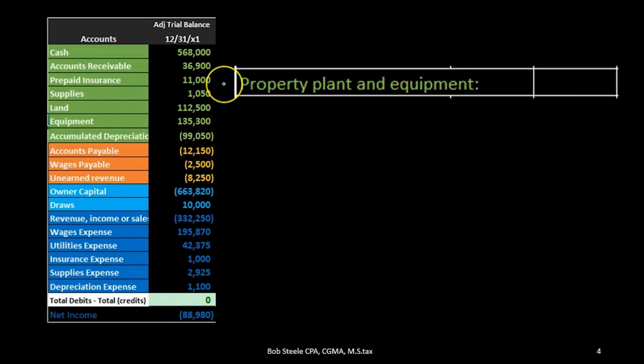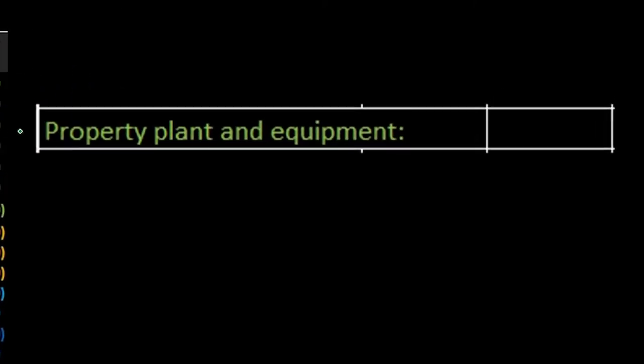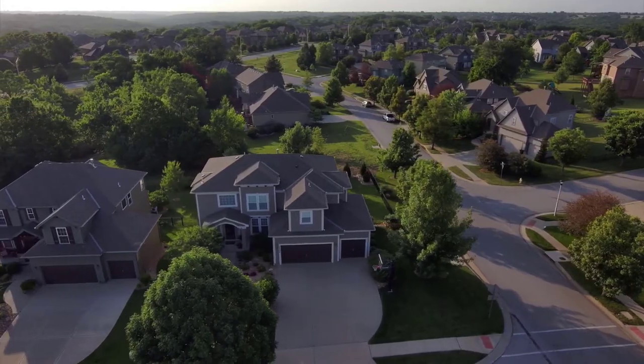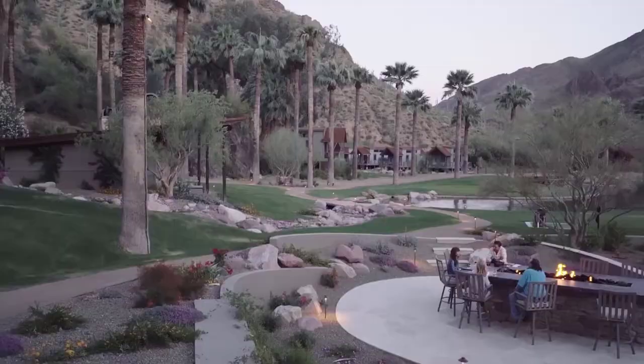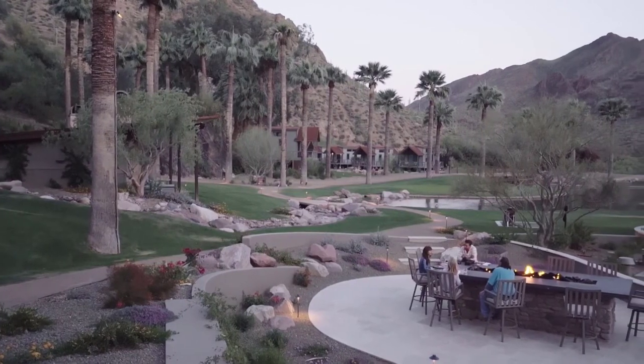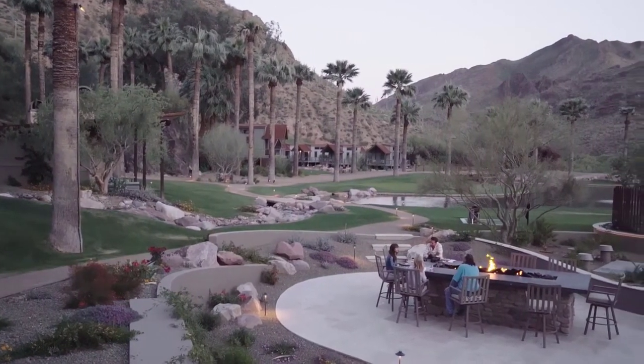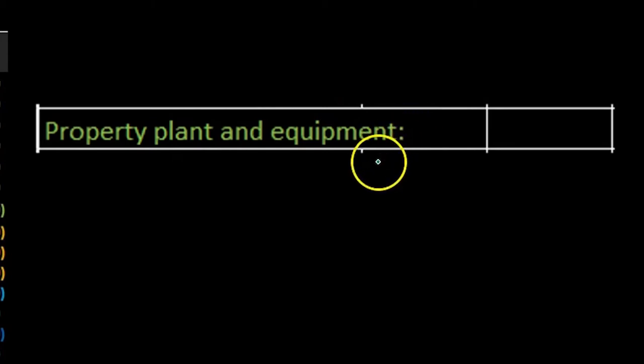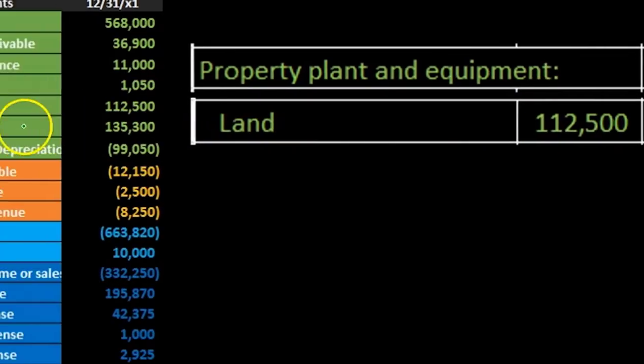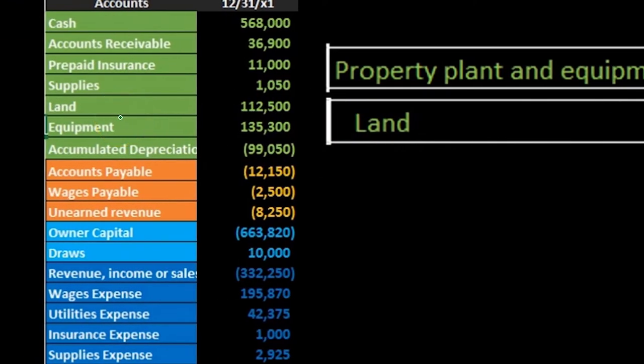So we're going to start off with the subcategory. Remember that it's going to be part of the assets. We're going into the subcategory of property, plant, and equipment. Those are going to be the longer lived assets. It's going to include the depreciable assets, assets that have a longer life. We're going to list this out by saying property, plant, and equipment, then having a colon, and then we're going to indent. So we're going to pull in the land, the first section.